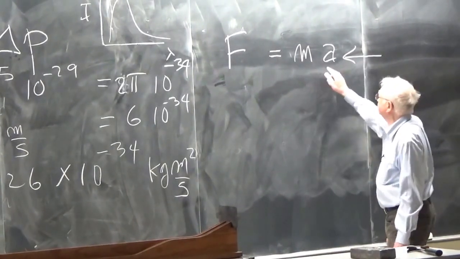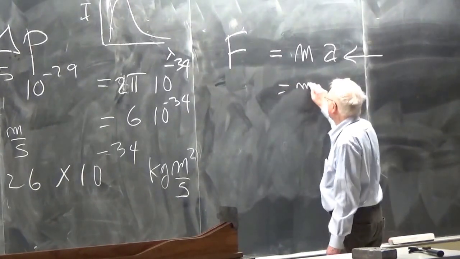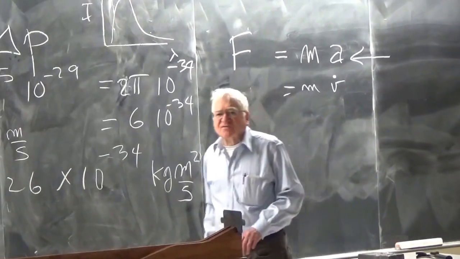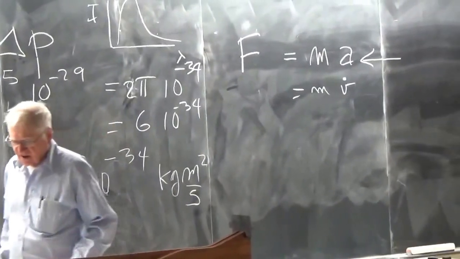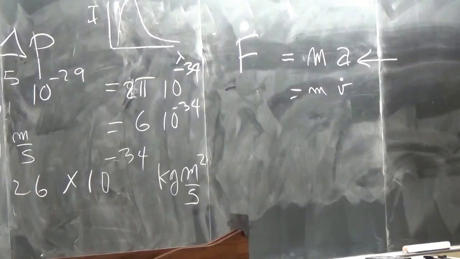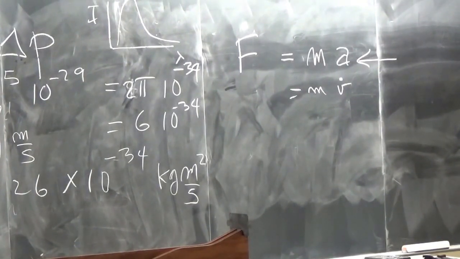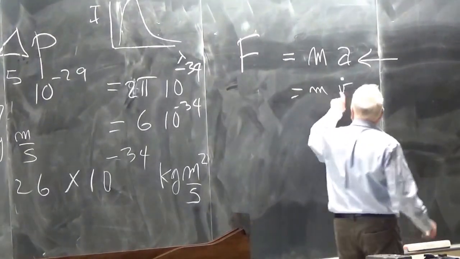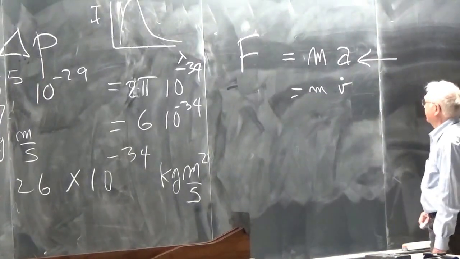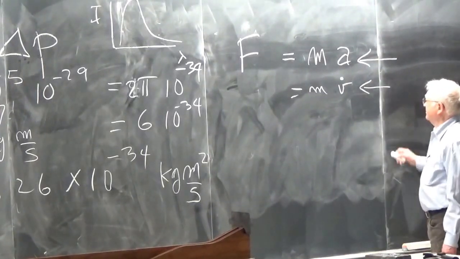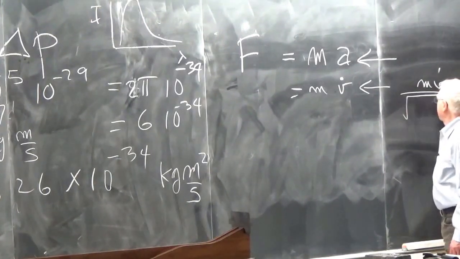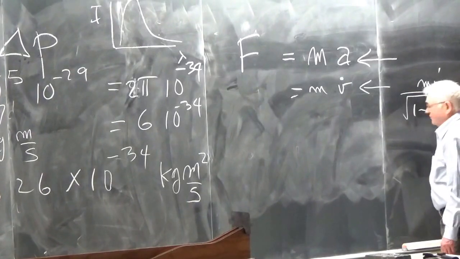The acceleration is the rate of change of the velocity, and the rate of change of something is really the time derivative. One often uses a dot to represent the rate of change of something. The relativistic expression is m v dot over the square root of 1 minus v squared over c squared.